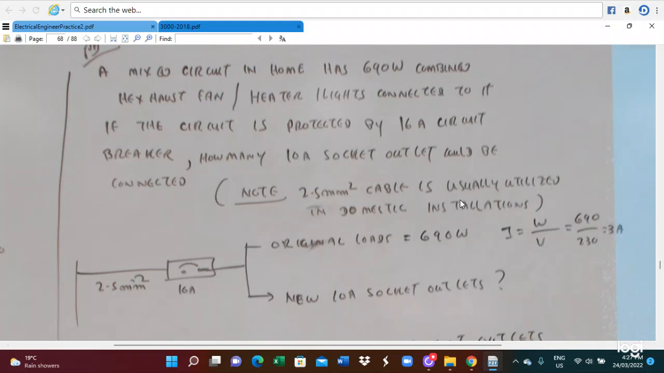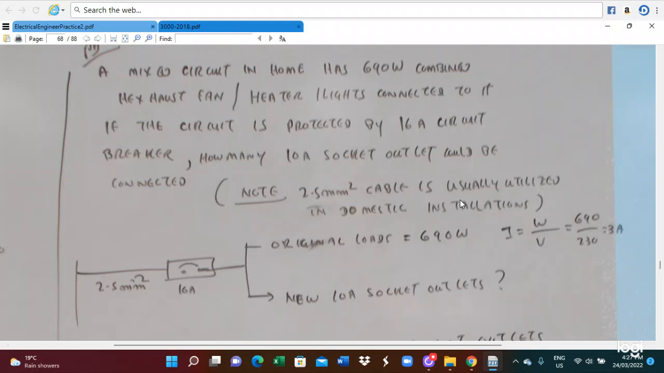Okay, the next problem. A circuit in the home has a 390 watt combined exhaust fan and heater, and a light. They are connected to this circuit. If the circuit is protected by the 60 MVR circuit breaker, how many 10 MVR socket outlets can be connected?